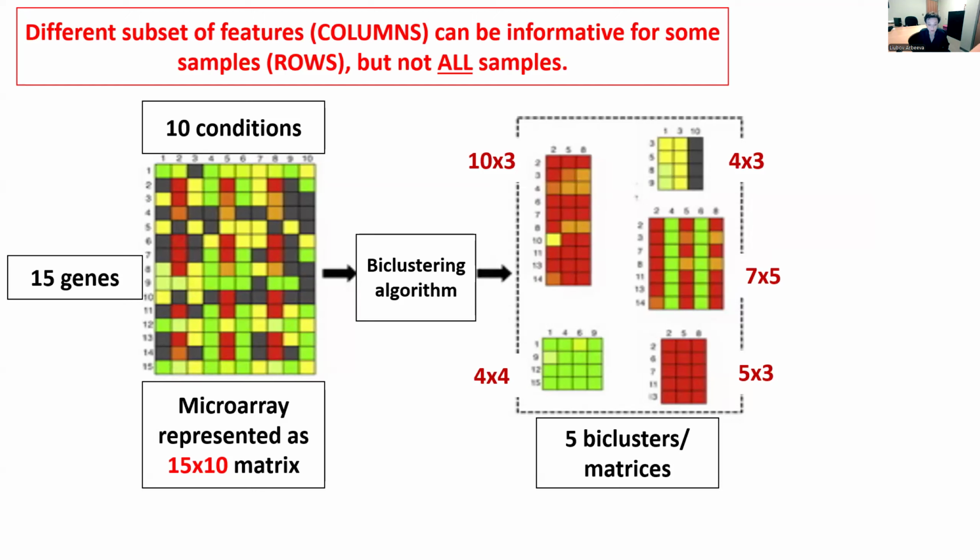Biclustering algorithms were originally developed for gene expression data. So let's say you have a microarray represented as a 15 by 10 table. So we have 10 conditions and 15 genes. We ran a biclustering algorithm, which revealed 5 biclusters. Each bicluster on the right is a subset of genes and a subset of conditions.